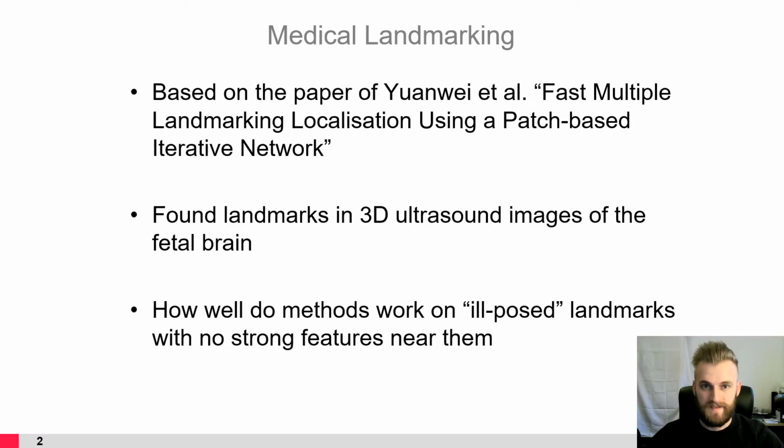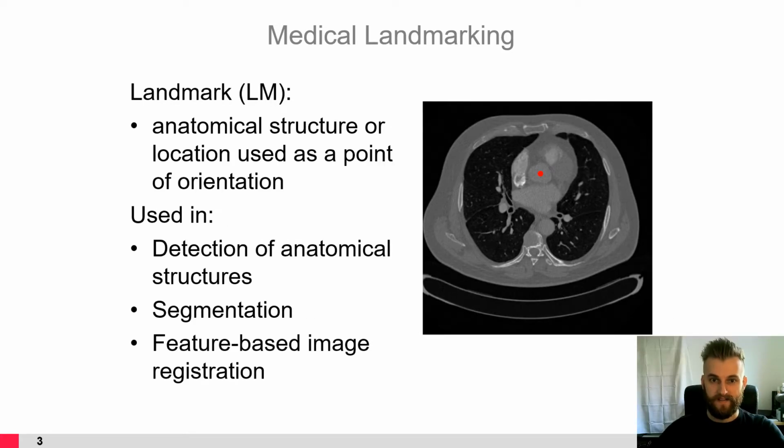First of all, this paper is based on the work of Yuan et al., called Fast Multiple Landmark Localization using a patch-based iterative network. It was used to find landmarks in 3D ultrasound images of the fetal brain. Our goal was to check how these methods behave with ill-posed landmarks, where there is no strong feature near them, like the aorta.